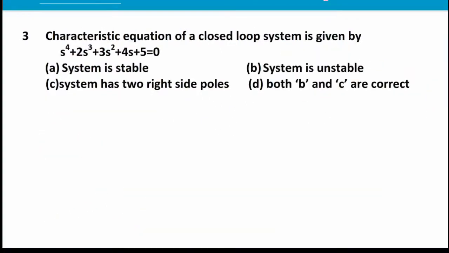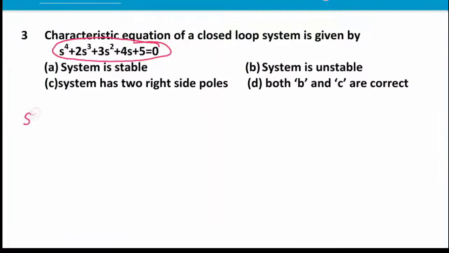Next question. Characteristic equation of a closed loop system is given by s to the power 4 plus 2s cube plus 3s square plus 4s plus 5 is equal to 0. Option A, system is stable. Option B, system is unstable. Option C, system has two right side poles. Option D, both B and C are correct. So here the characteristic equation is given. We have to apply the Routh stability.